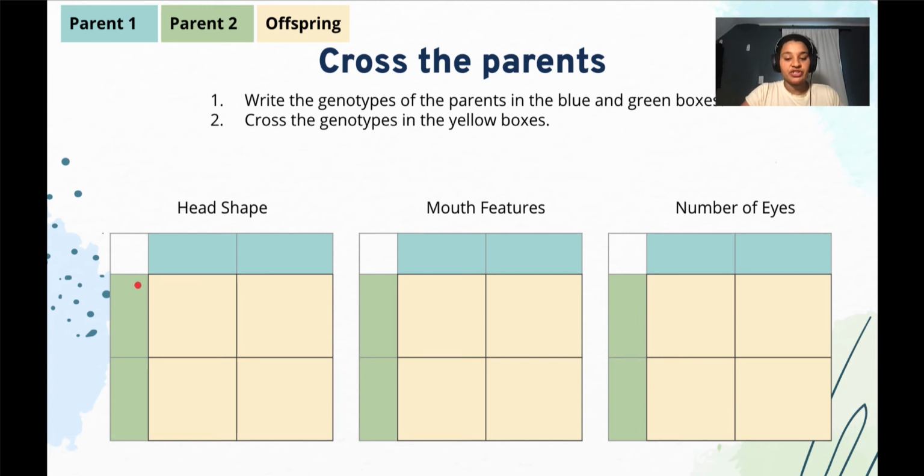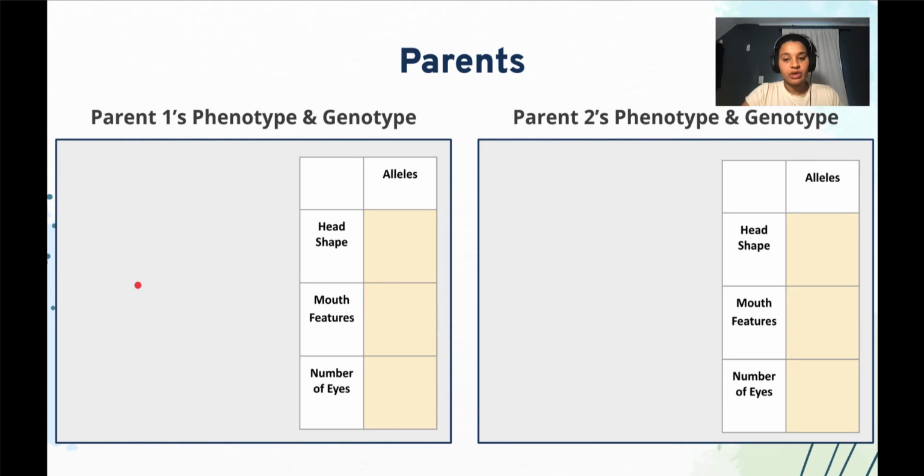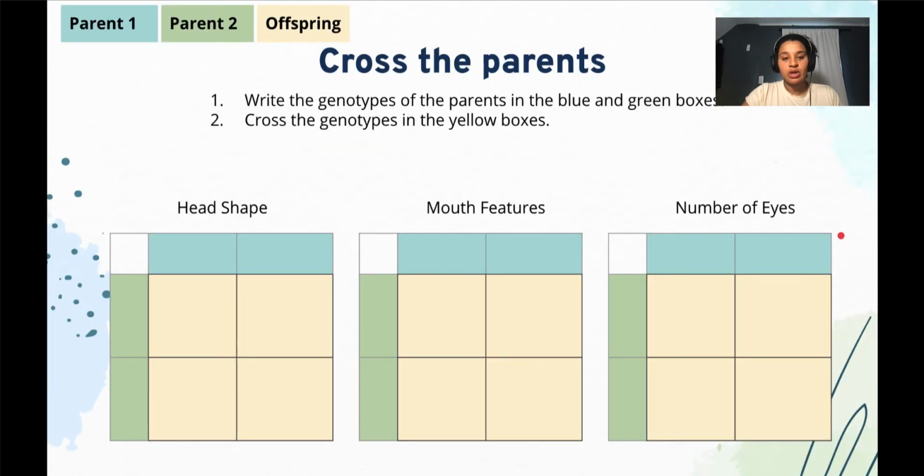Then you're going to get the genotype of parent number 2. So go back to this slide. Pick the alleles from this head-shaped box and put one allele in each of the boxes. Then you're going to cross the parents' alleles and create your offspring. So to do that, you're going to look at the allele that's in this box and the allele that's in this box and combine them. The results in the yellow boxes are the potential genotypes of your monster offspring.